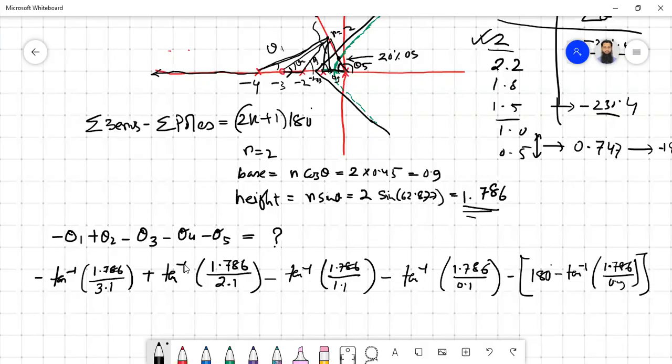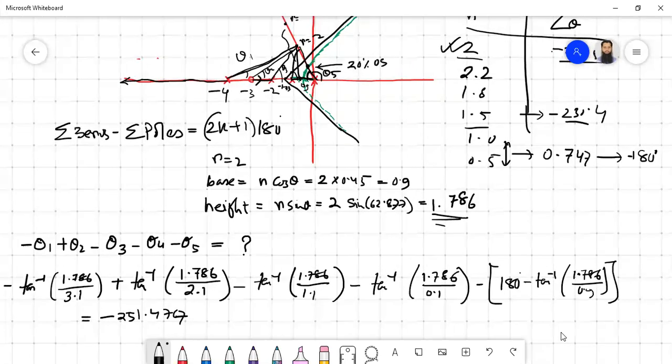Okay, so now just use the calculator to figure out all the points, and you'll find that the result is minus 251.4767. So definitely this is no way closer to 180 degrees. So basically, as we are going to see, this point doesn't belong to your root locus. So this is what is called calibrating.